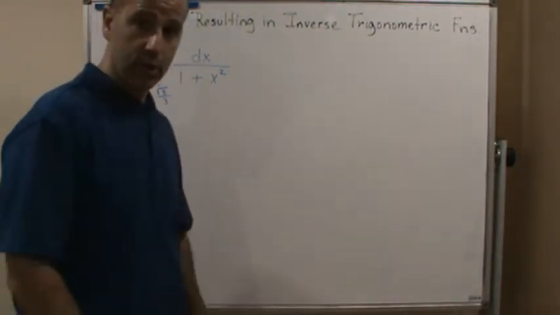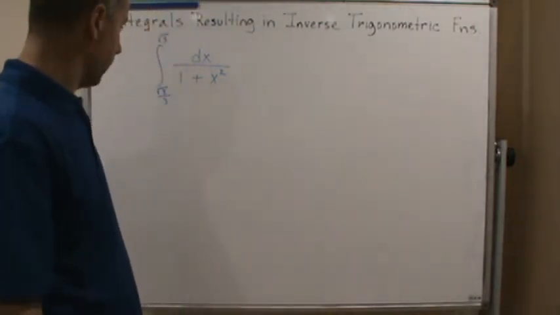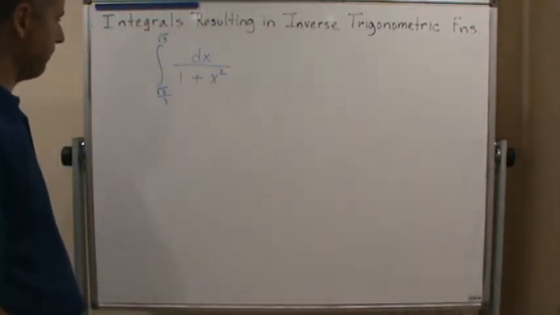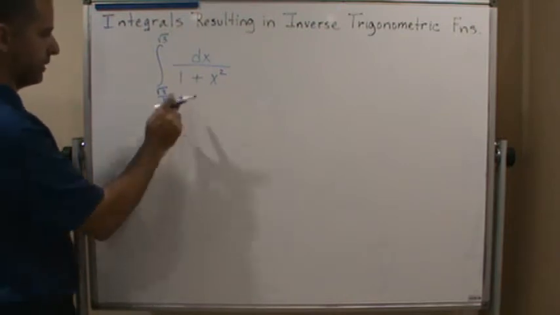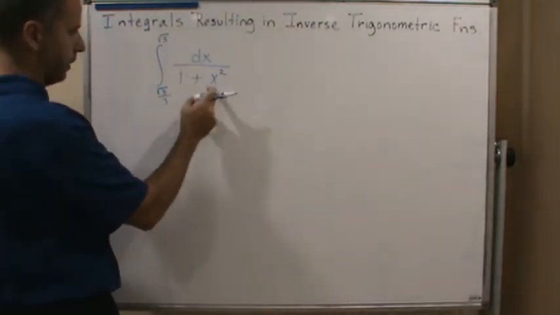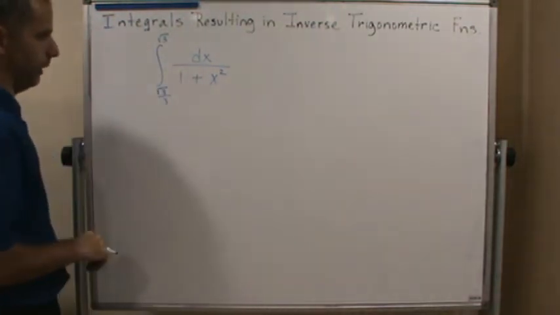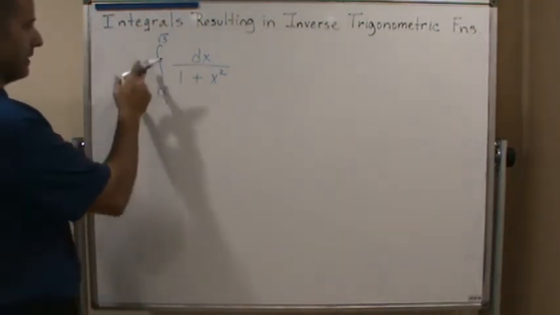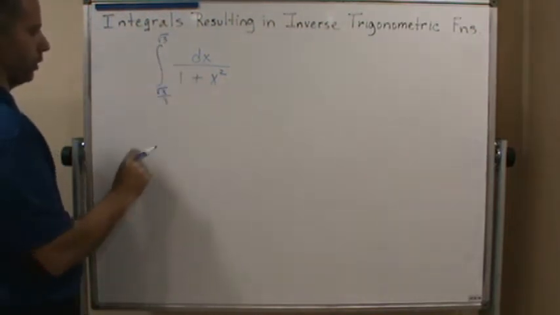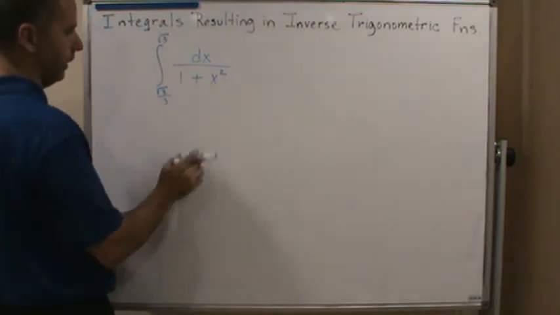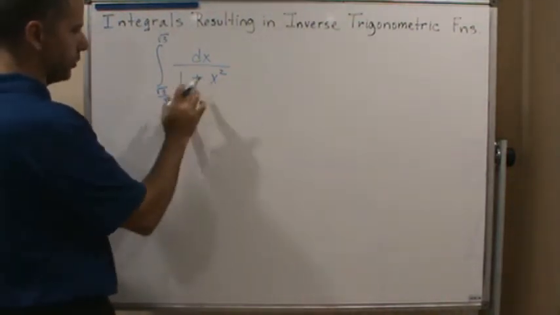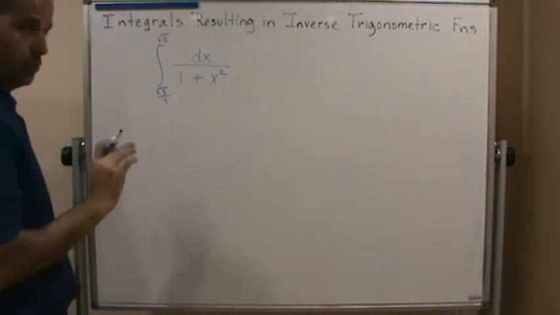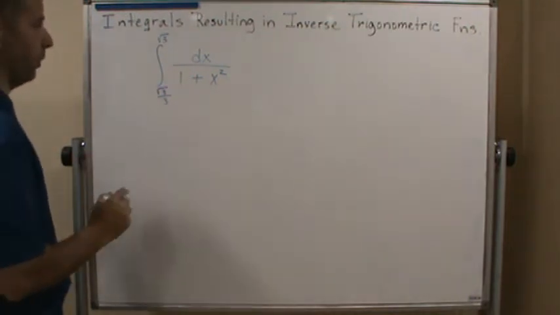Okay, here's another one for us. So again, it has the same form. We've got a squared plus u squared, or x squared here, so it's going to be inverse tangent again. But this is a definite integral. Again, a is 1, and there's no coefficient here, so we don't have to worry about u substitution. It's going to be pretty straightforward.